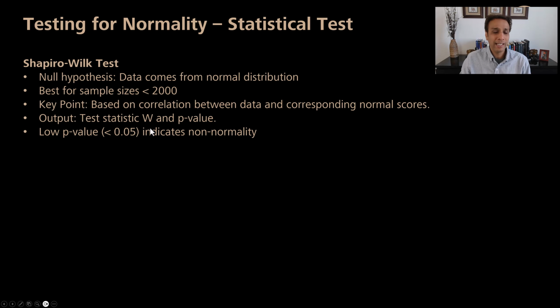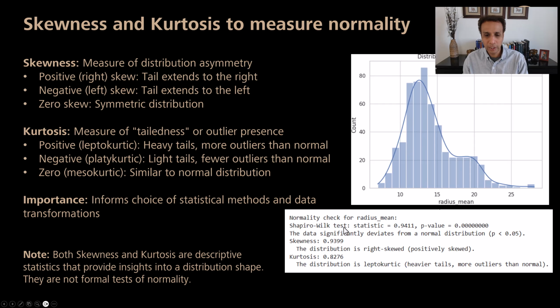So Shapiro-Wilk is one of those tests, and it's best for smaller sample sizes. The key point here is that it is based on the correlation between data and corresponding normal scores. That's what it's testing. And the output is a test statistic. If I go back to the screen, you will see that the Shapiro-Wilk test statistic value is 0.9411. Now, if you ask me what that means, like, does that mean it's normally distributed or not? The value itself, I don't think you should put a lot of focus on it. It's the p-value that goes along with this value.